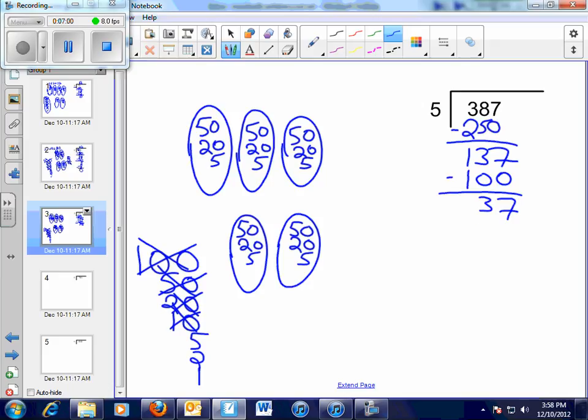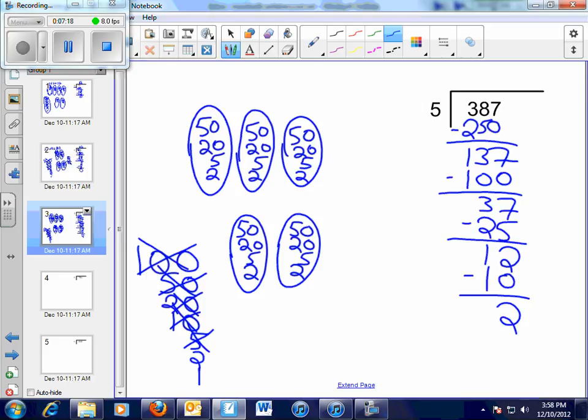5 times 5 is 25. I subtract, and I get 12. I can't do 5 again. I can do 2 in each. 5 times 2 is 10. And I'm left with 2.